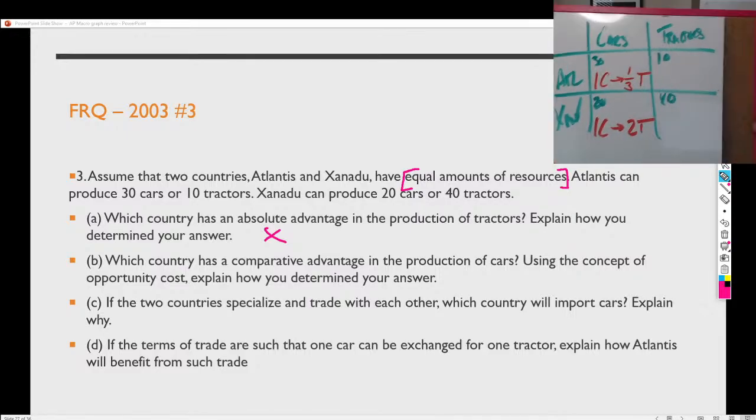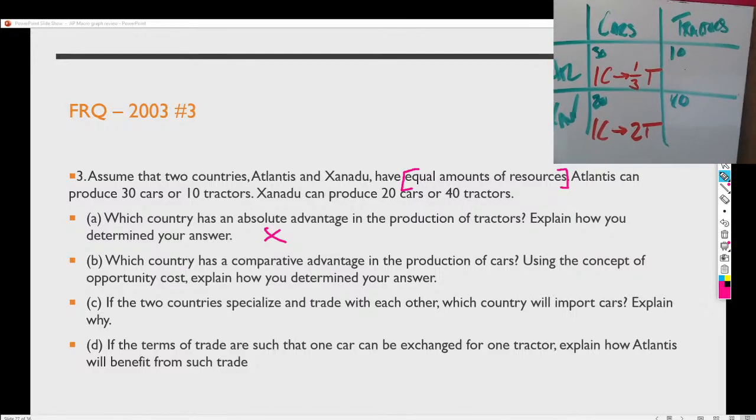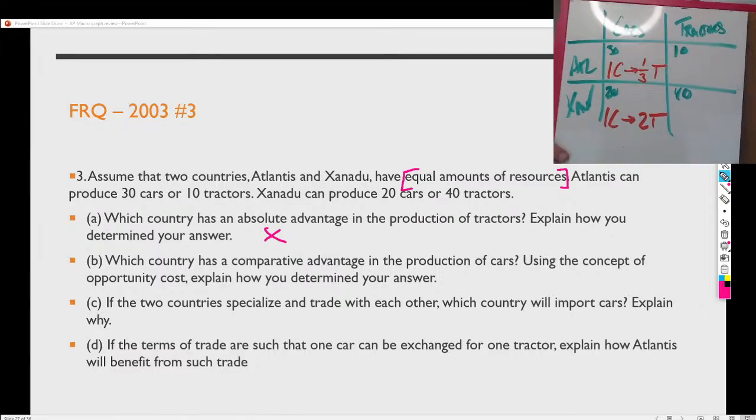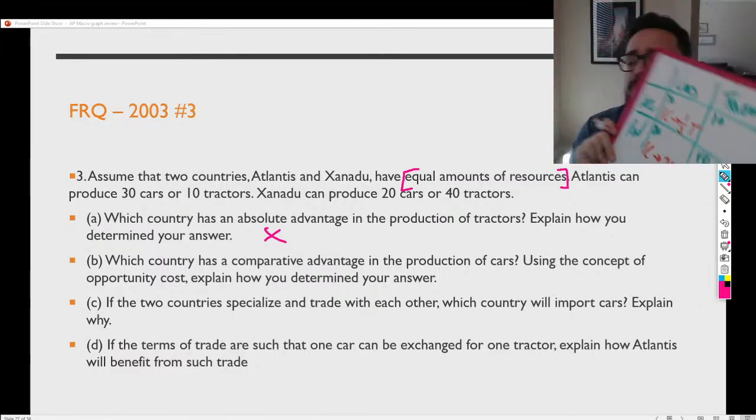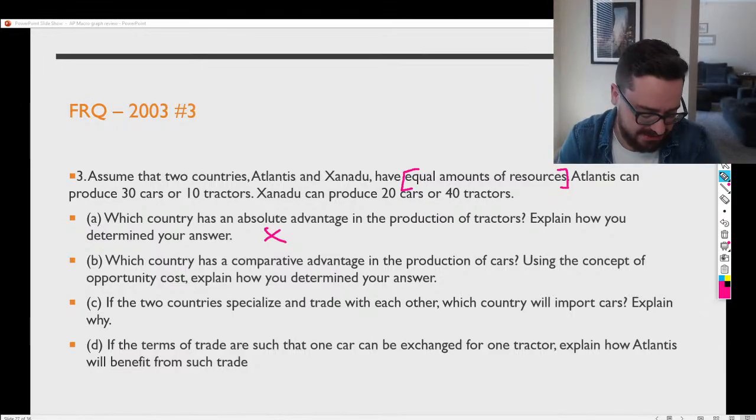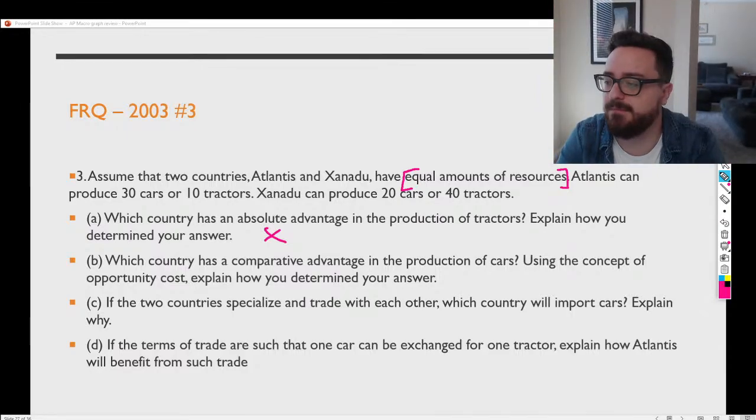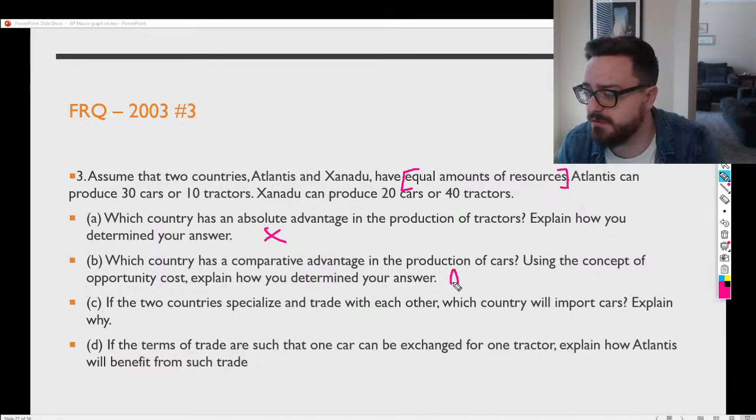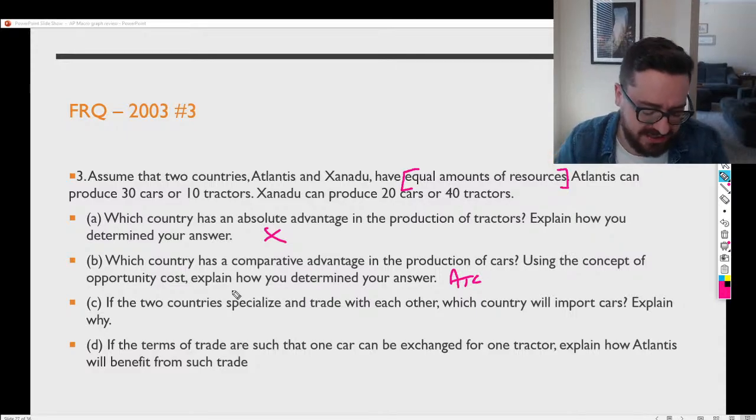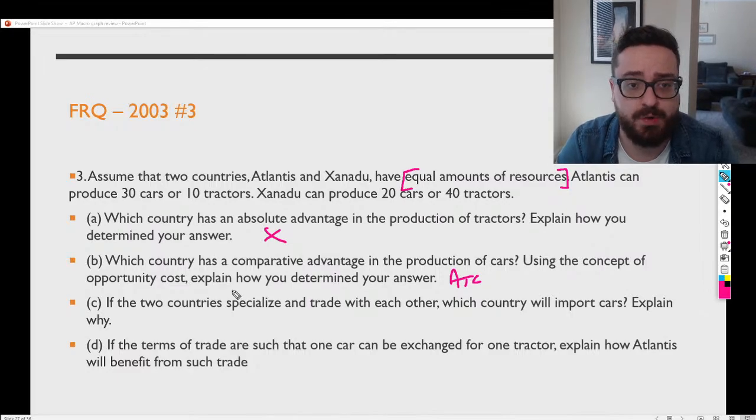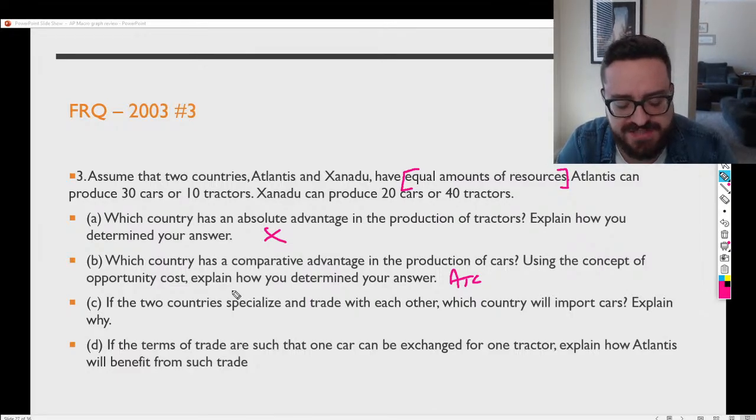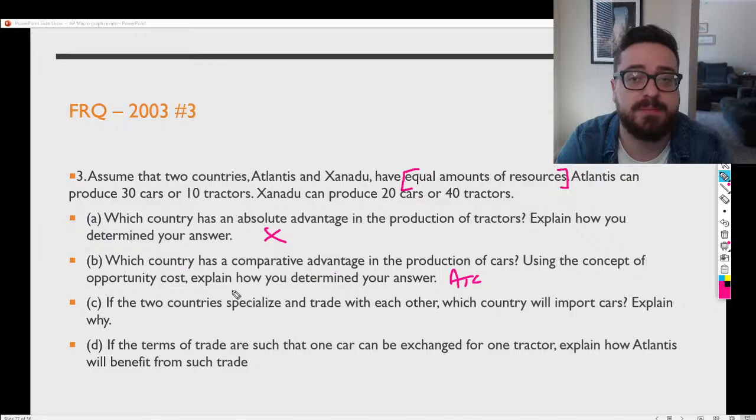Every time Atlantis makes a car, they give up a third of a tractor. Every time Xanadu makes a car, they give up 2 tractors. That would mean that Atlantis has the comparative advantage in cars. Using the concept of opportunity cost to explain how you determined your answer, I would say because the opportunity cost of Atlantis producing a car is 1/3 of a tractor, while the opportunity cost of Xanadu producing a car is 2 tractors, Atlantis has the comparative advantage because they have the lower opportunity cost.